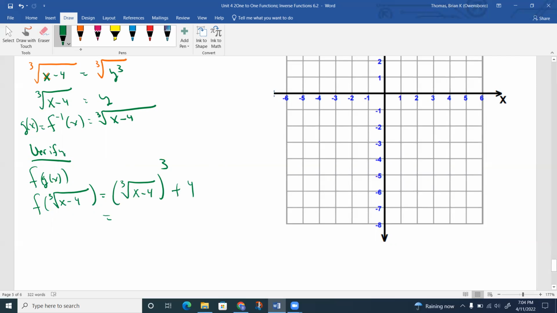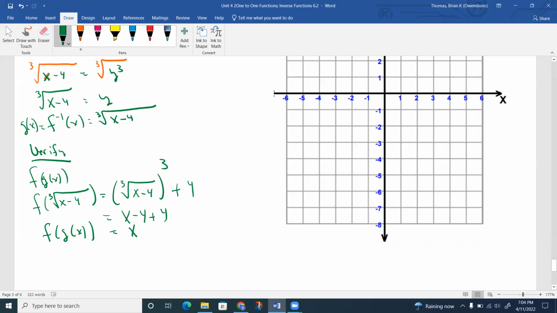Notice how the cube root and cubing are going to cancel each other out, and that's going to leave me this x minus 4 plus 4. And the minus 4 and the plus 4 do zero out and give me my x. So that's done. F of g of x does indeed equal x.